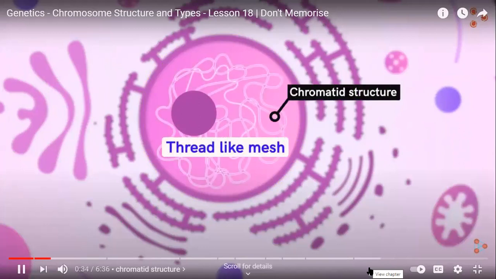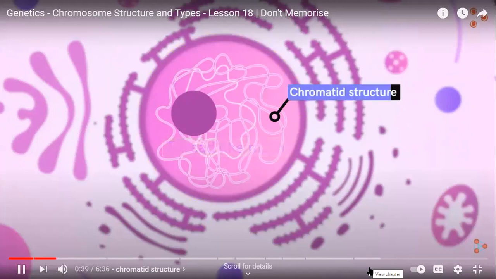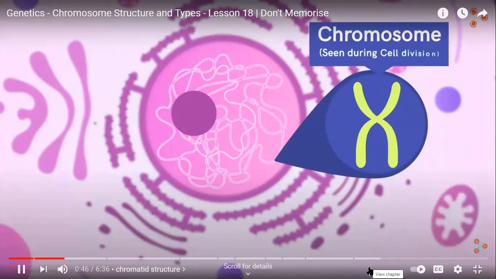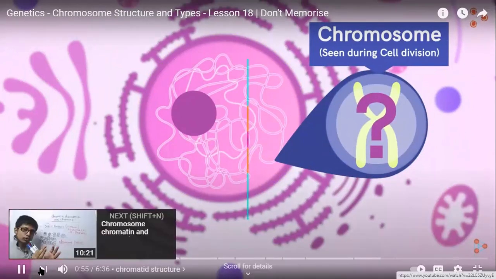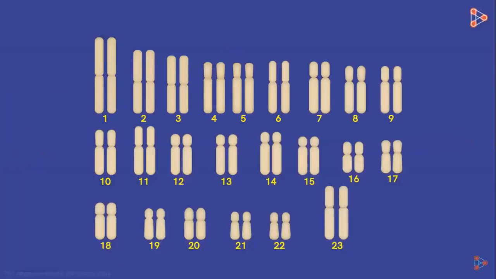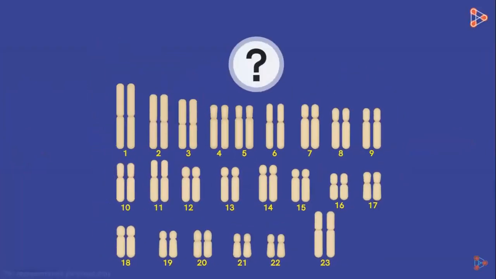It's a thread-like mesh that we find in the nucleus of a metabolically active cell. The chromatids gain a typical classical structure which looks somewhat like this. It's seen during cell division. And these are nothing but the chromosomes. Tell me, do all chromosomes look exactly like this? Do all the 46 chromosomes look the same? If yes, then why do we say that there are 23 pairs of chromosomes? What helps us categorize these chromosomes as pairs?